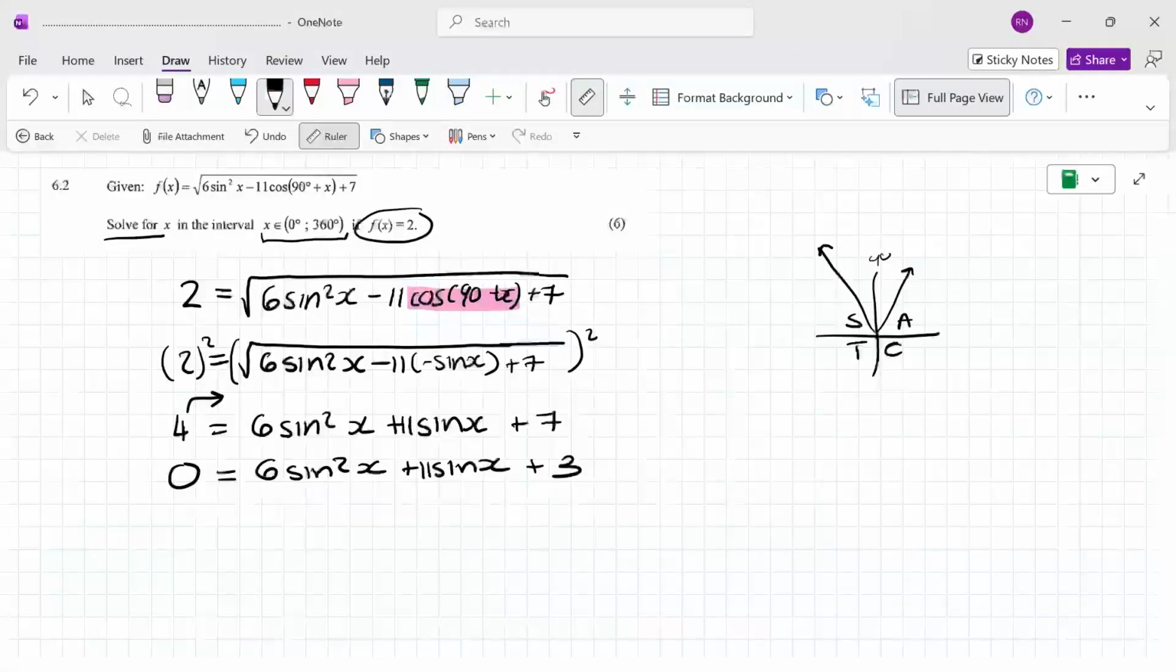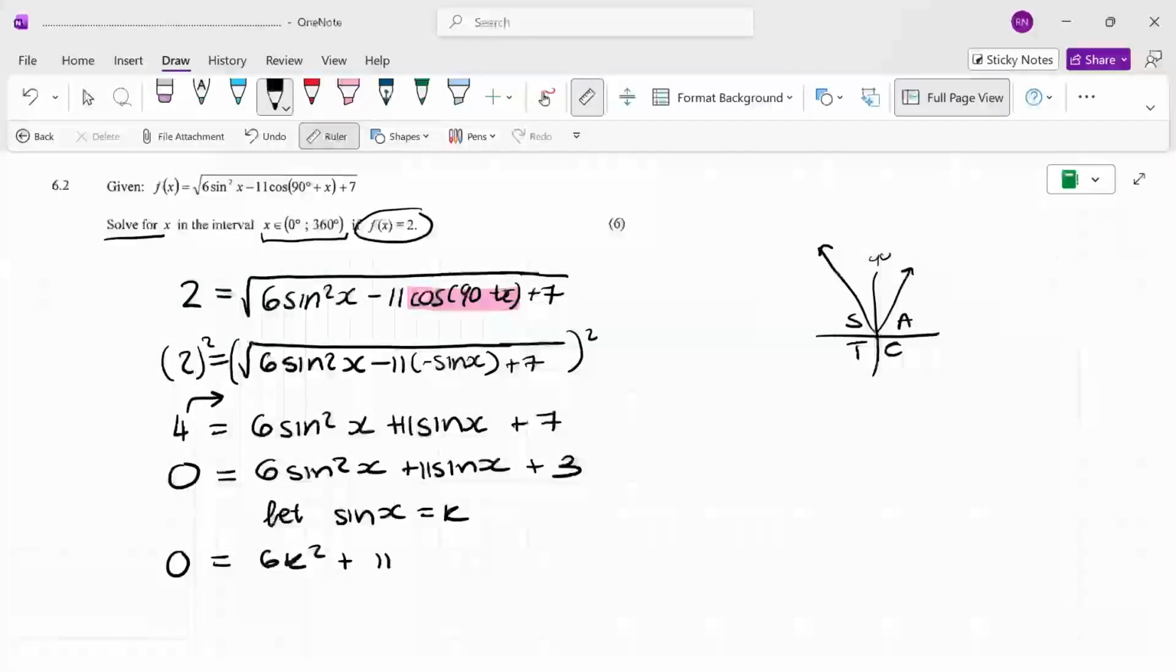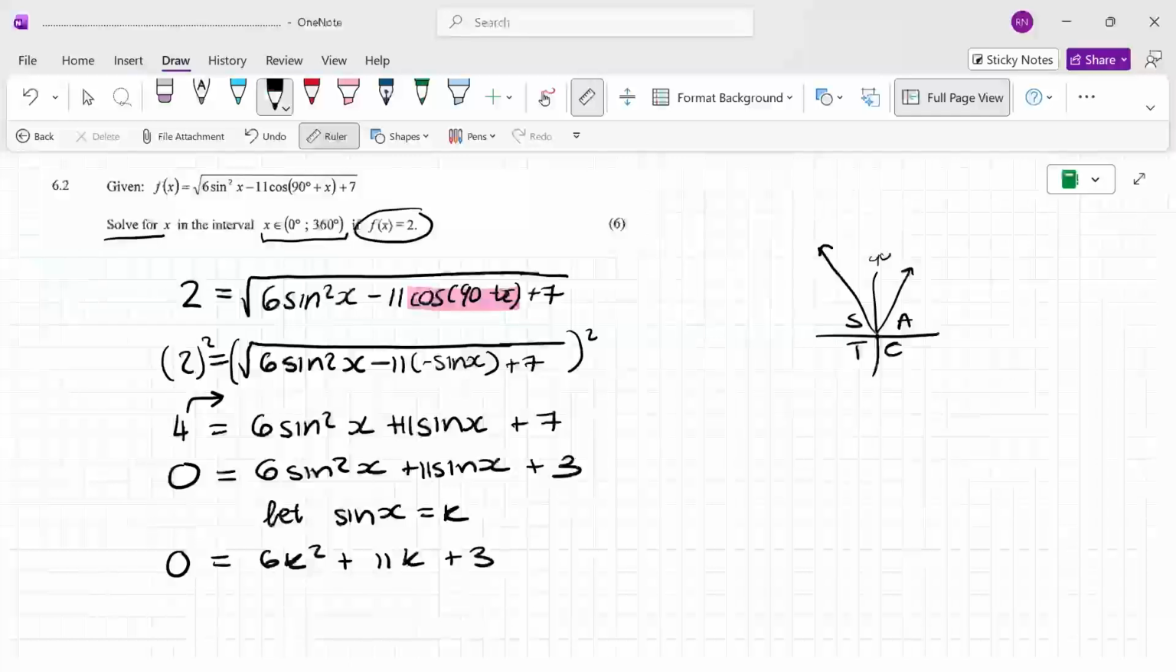Yes, sorry. Okay, there's the 11. It's back. Okay, right. Now I don't like the fact that this is sine. So let sine x equal k. So 0 is equal to 6k squared plus 11k plus 3. Okay.